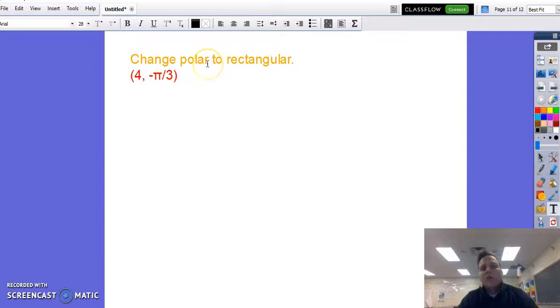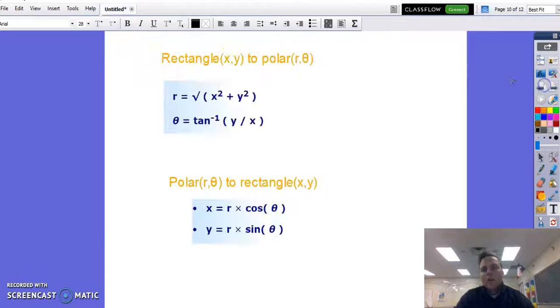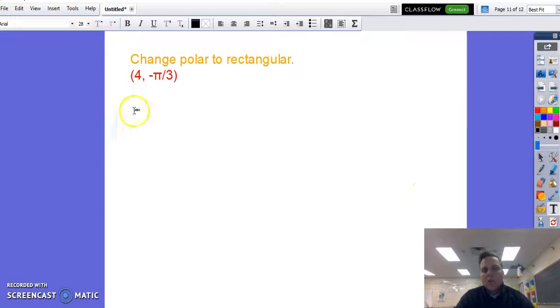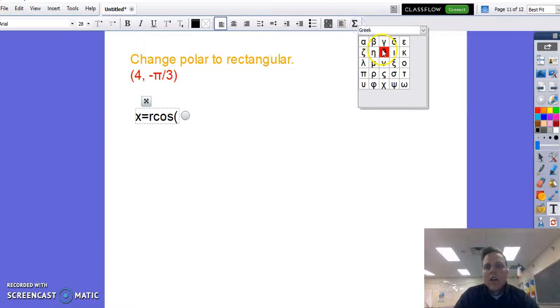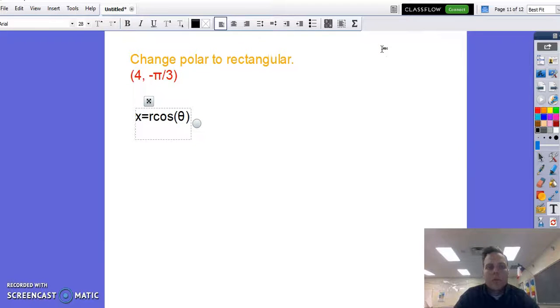Now we're going to deal with an example that deals with radians. Let's change the polar point 4 comma negative pi over 3 radians to a rectangular point. So we have an r and a theta, and we want to change it to an x and a y. Well, to get x, it's r times cosine theta. So you'll simply say x is equal to r times cosine of theta. And for this problem, we know that r is 4, and we know that theta is negative pi over 3.